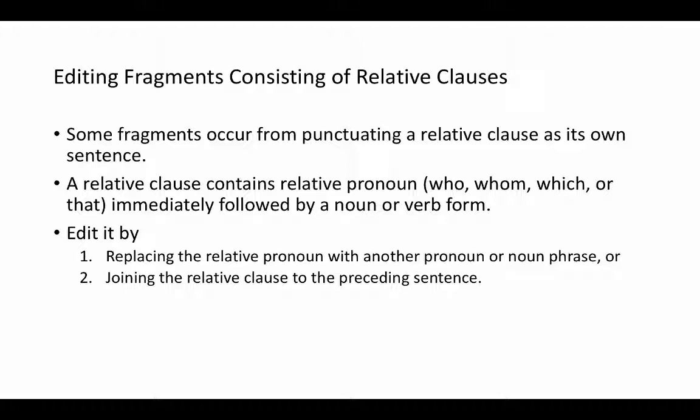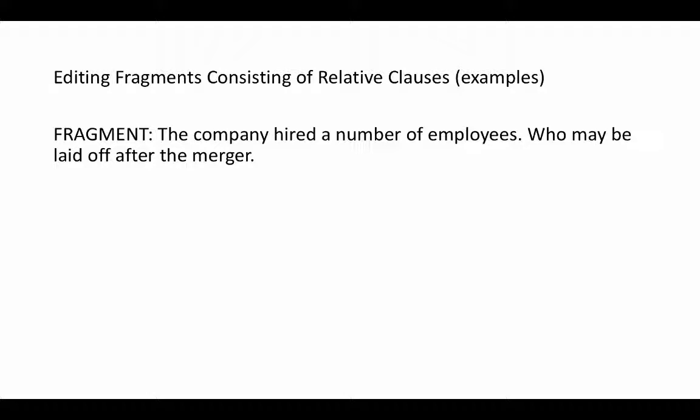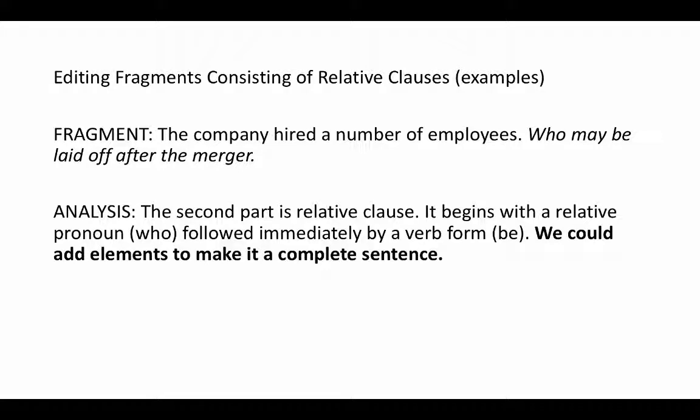Let's look at examples. The company hired a number of employees who may be laid off after the merger. Obviously, the second part is a fragment. It's incomplete in its structure. It's a fragment that has a relative clause in it. The second part begins with the relative pronoun, who, followed by a verb form, be. We could add elements to make it a complete sentence.